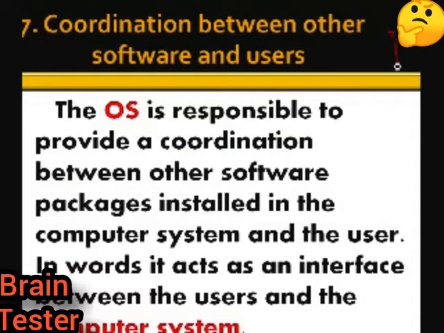Next is coordination between other software and the user. See the highlighted words: an operating system is responsible for providing coordination between other software packages installed in the computer system and the users. In other words, it acts as an interface between the user and the computer system. These all happen in the coordination between the software and the users.